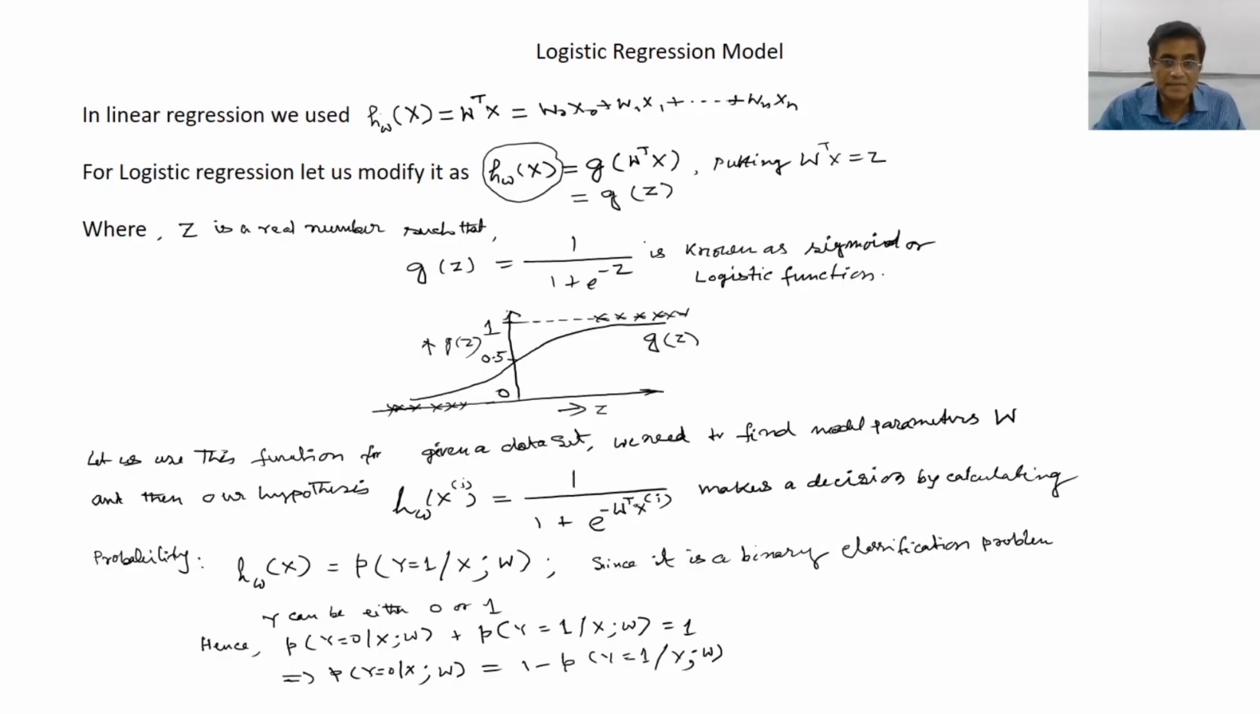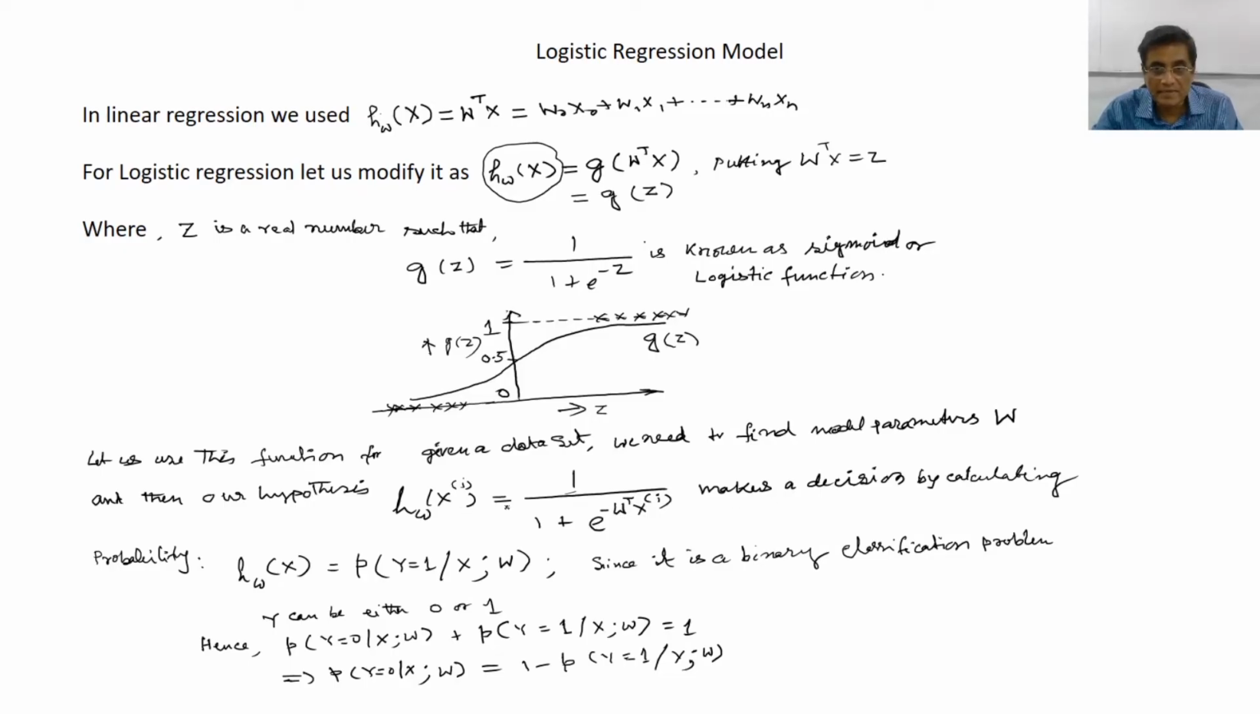Say we have a data set, and we need to find the model parameter W. We have not discussed how yet, we will slowly discuss that. Somehow we will be able to find the parameter W. Then our hypothesis h(x), parameterized by W, equals 1 by 1 plus e to the power minus W transpose X. This is the structure of our new hypothesis. It is not simple W transpose X, but it is kept within the logistic function.